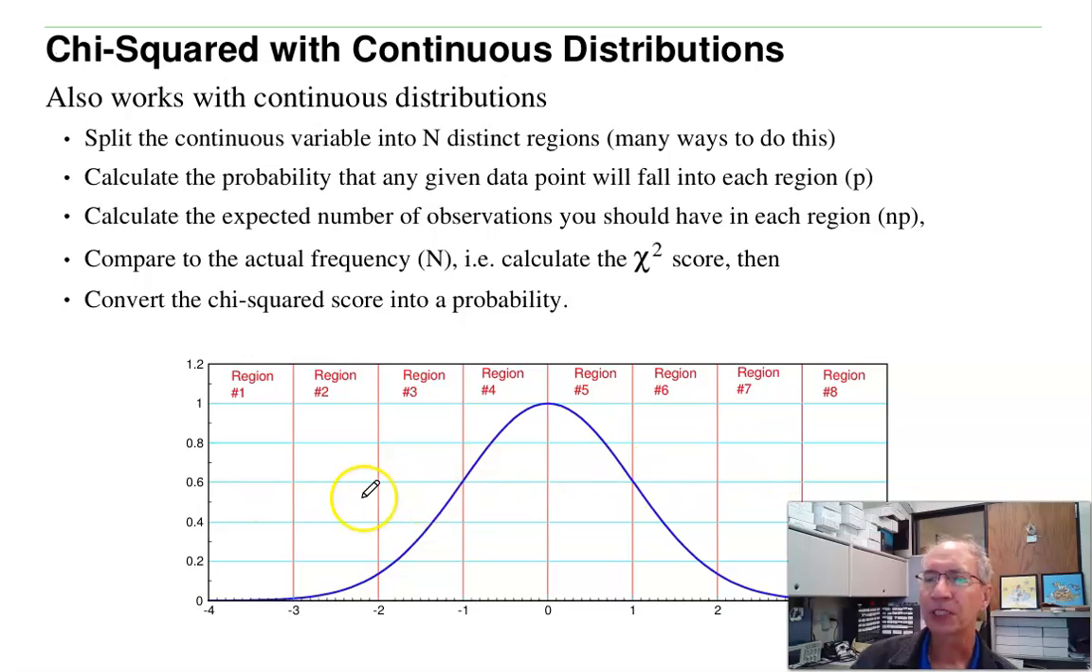Once I split up the regions, I know the probability of each region. Here's the first region, probability of the second region, third region, and so on. Once I know the probabilities, I can find the expected frequency, n times p, then run an experiment. Count how many times the data winds up in each bin, and then do a chi-square test.